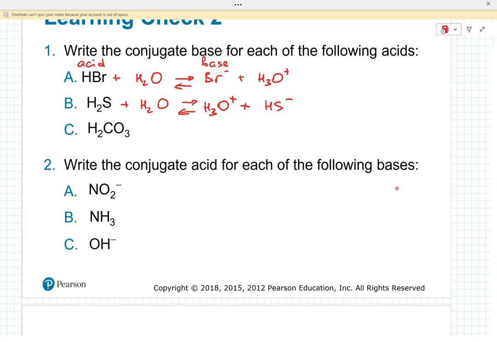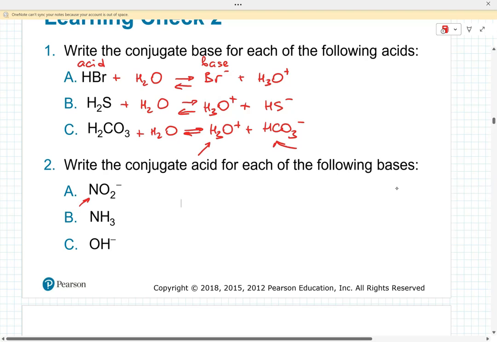For carbonic acid, what's going to be the base? And this is the most important acid-base equilibrium in the human body. This is how humans produce acid for the stomach or base for the intestine. What will be the conjugate acid for nitrite anion?